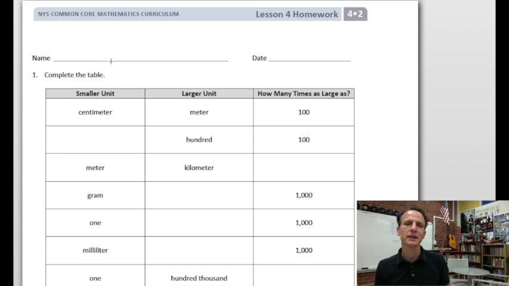Homework time! Here we go again. Lesson 4, homework of Module 2, dealing with metric conversions. And we're in the second part of that module now.